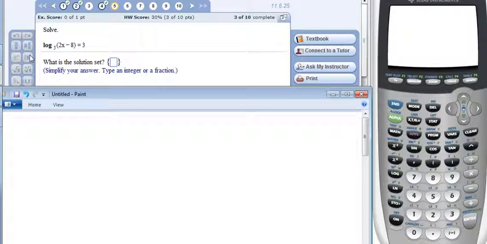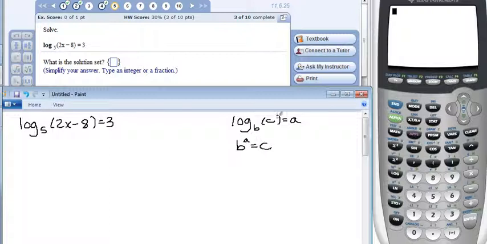And let's write this down. We've got log base 5 of 2x minus 8 equals 3. Let's get our log base b... Oh, what letter did I use there? C equals a? I can't remember. And then b to the a is c. I don't remember what letters I put in here before, but it doesn't really matter. Like I said, b to the a is c. If this was c and this was a, then it's just backwards. It doesn't matter. These are just generic.